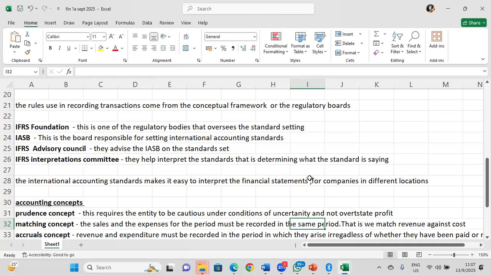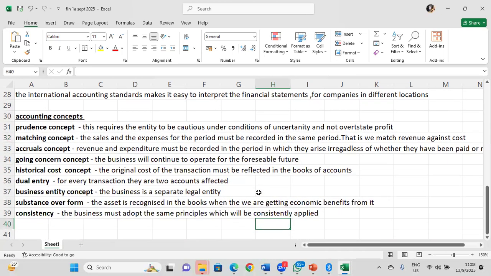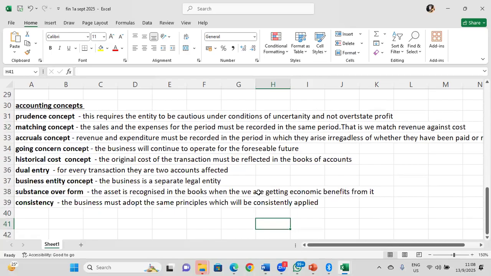We also talked about the accounting concepts. When you are recording transactions, we are supposed to be guided by these accounting concepts: the prudence concept, the matching concept, the accruals concept, the going concern concept, and the historical cost concept. We discussed these in the last session.